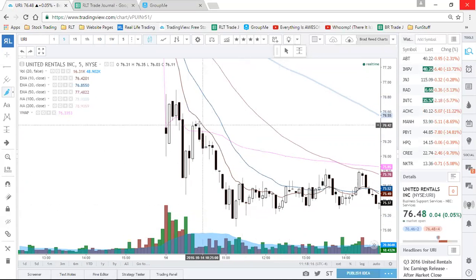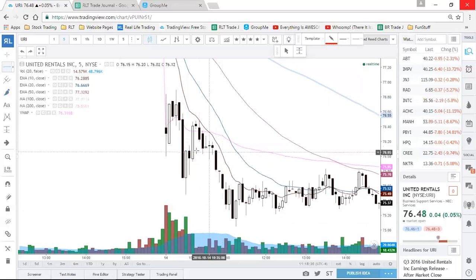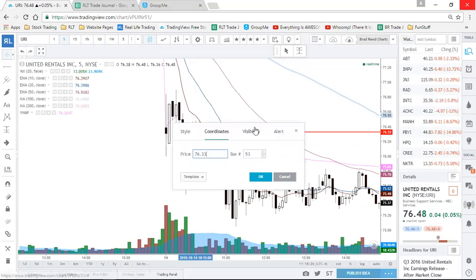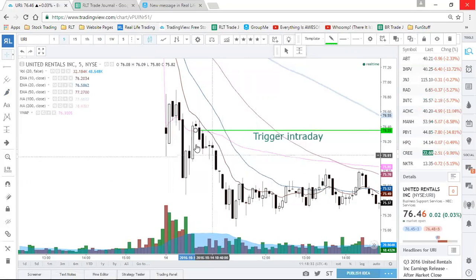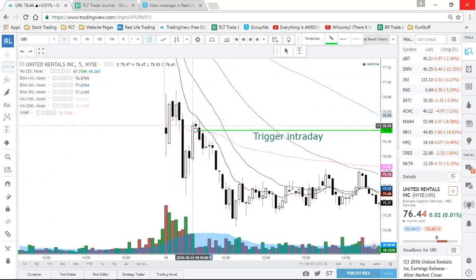So when it comes into contact with that 10 moving average, I put my entry right below that. So the low of that candle is 76.37. I think I put my entry at 76.35. So that was my trigger. I put my protective stop at 76.49, which is 1 penny above that.